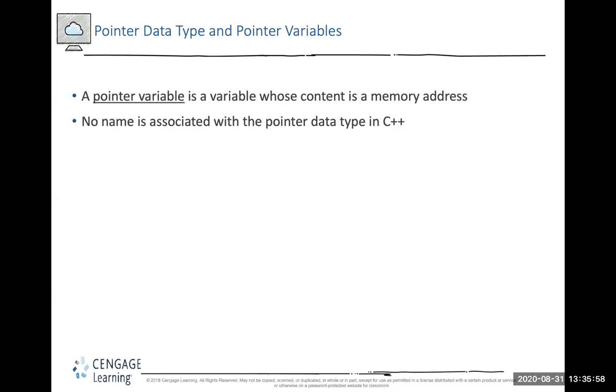When it comes to pointer data types, there's really not a specific name associated with the pointer data type. There are many pointer data types. Essentially, it's like a compound data type. You may have, for example, char asterisk. That's a pointer data type.